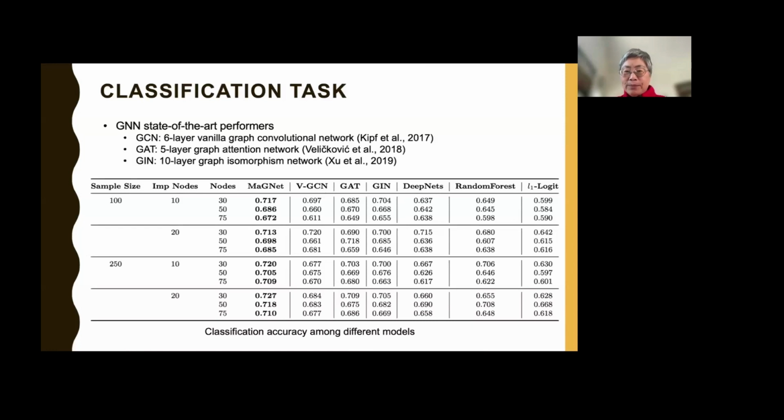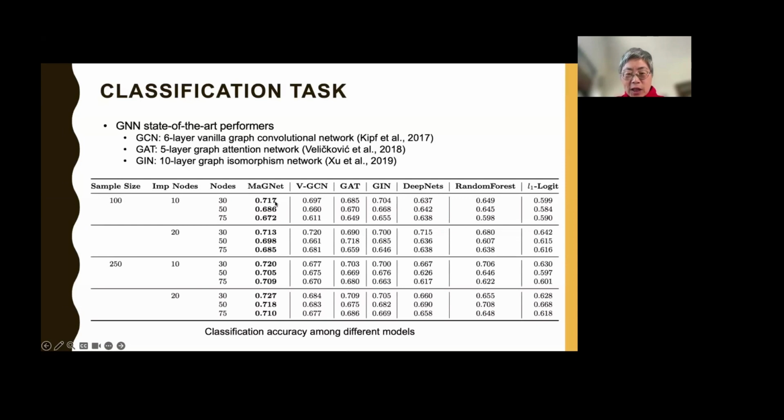We are comparing GCN, GAT, GRN. We also compare deep nets, which is a more naive way without incorporating the graph information. We also include random forest, which we use very often in machine learning, and penalized logistic regression, which everyone understands. So people wonder, even if we don't use any deep learning tool, just penalized logistic regression, can we also achieve something?